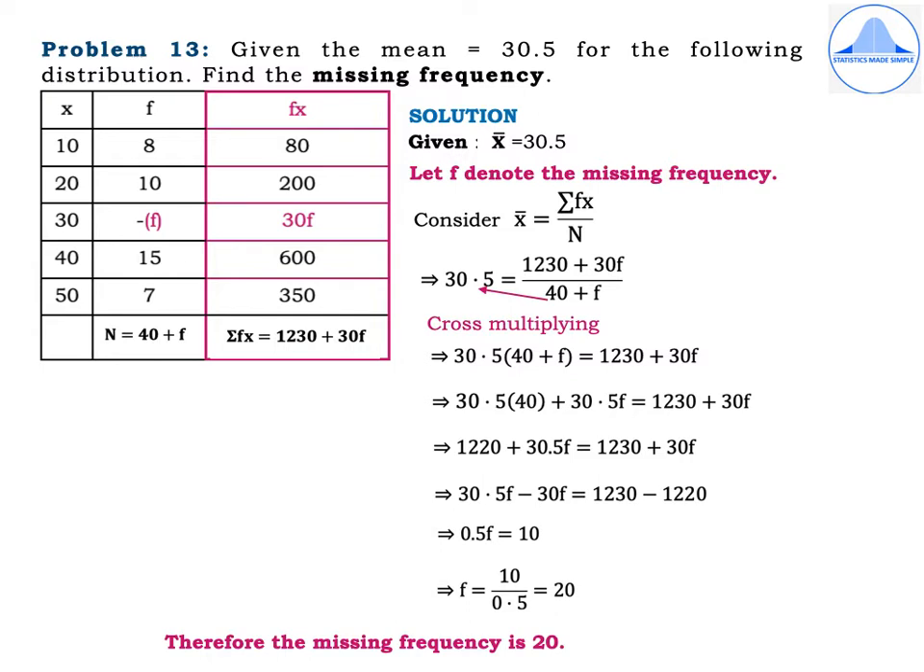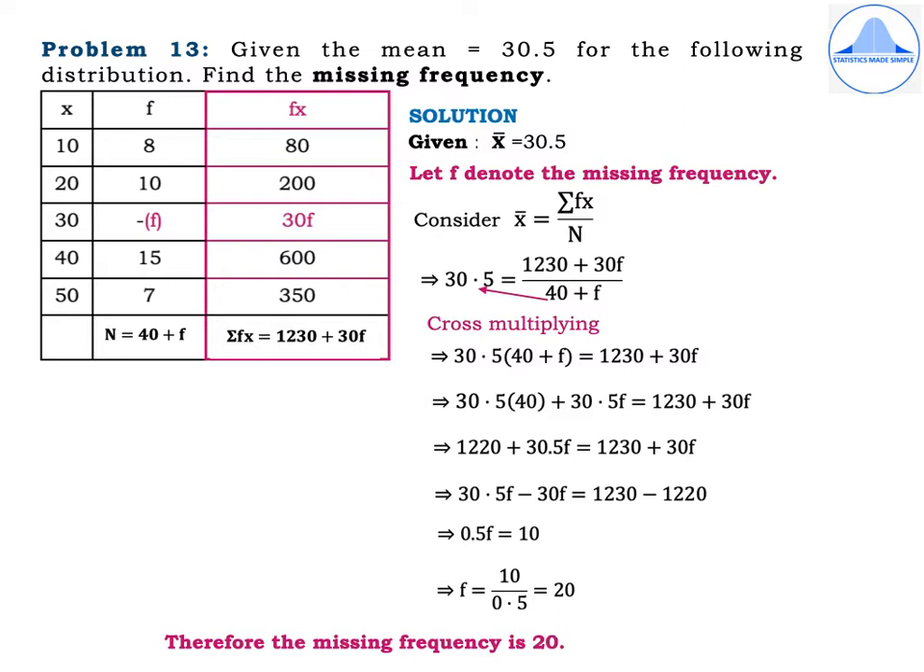Now, the given data is discrete data. So, discrete data means the x values and the frequencies will be given. So, the first step is to find out the sum of the frequencies. So, add up all the values in the F column except F, and when you do that, you get capital N equal to 40 plus the missing frequency, which is denoted by F.